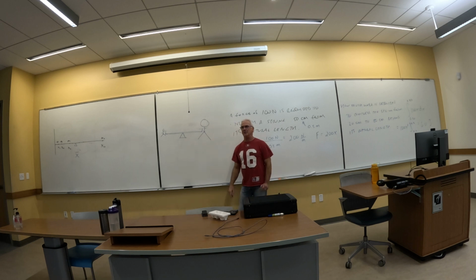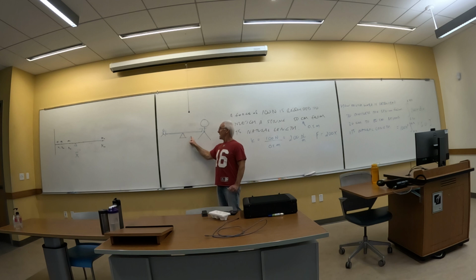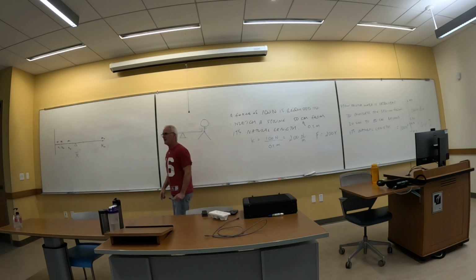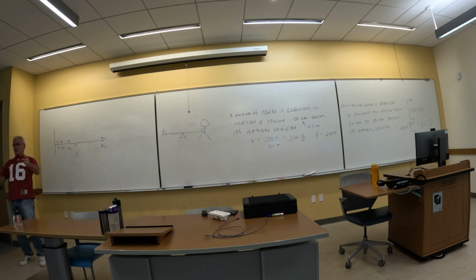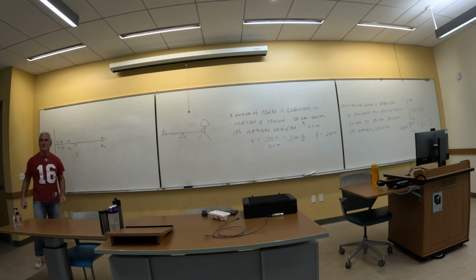How can I get this to balance? Just don't get mathematical on me. Closer to the bigger person. Yeah, get closer to the big kid. If I move the fulcrum closer to the big kid, it might balance. Now, the teeter-totter itself is called, somebody said, a lever.